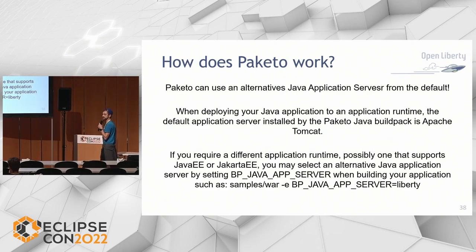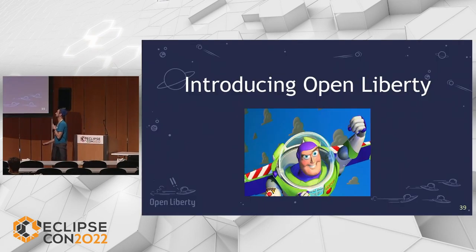So for example, with Open Liberty, we have a directory called config, and in that we have our server config. Just by that, Paketo knows that I want to use Open Liberty, and it'll go and fetch the Open Liberty runtime and build that for me. I don't have to specify anything in a Dockerfile. Paketo just knows straight away, so it's very, very cool.